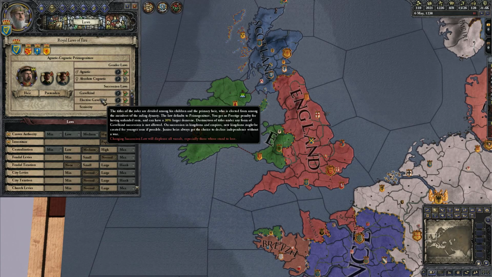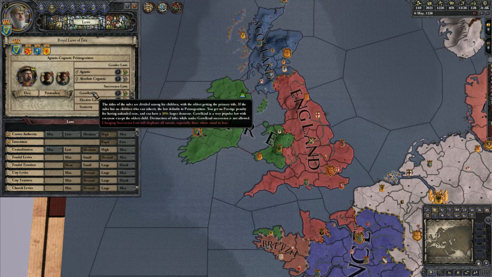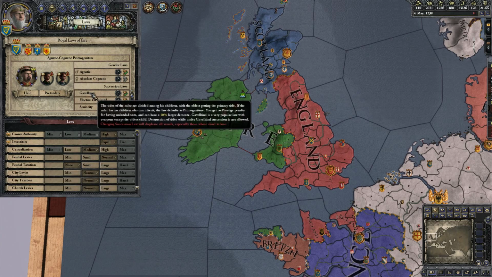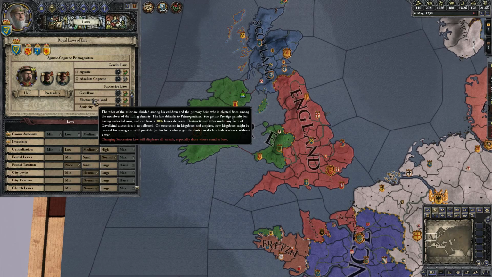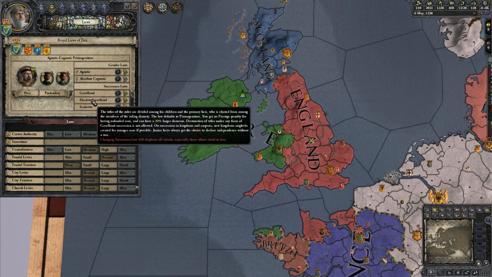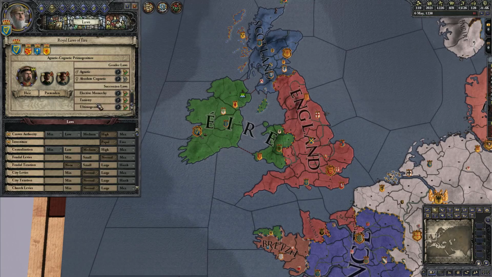Okay, so your primary heir is... The only difference is that instead of your firstborn being your primary heir, they elect who your primary heir will be. Okay, well, Gavelkind is not going to help us.